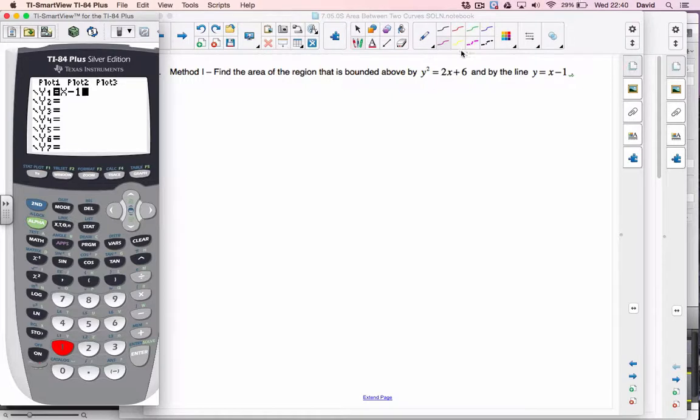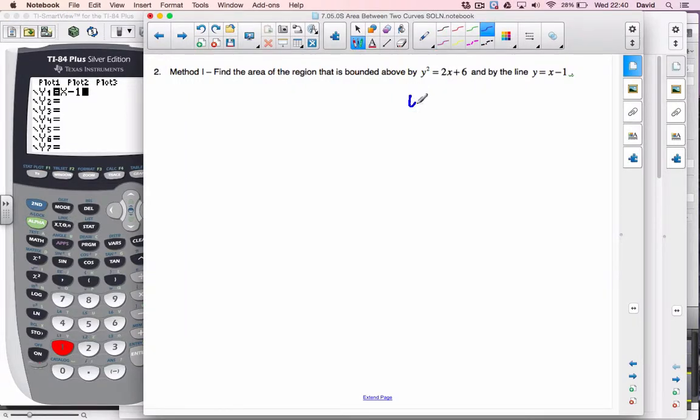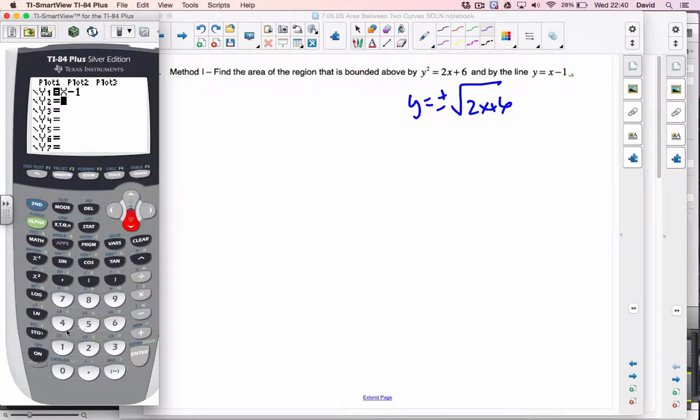It's this one here that's a little trickier. What I do know, though, is y is equal to plus or minus the square root of 2x plus 6. It's 2 functions. So if I do this, I can say square root of 2x plus 6, and then the final one will just be minus that, y2. All right, and so now if I graph it, there's my line, there's the first part, here's my second part. I'm looking for that entire area.